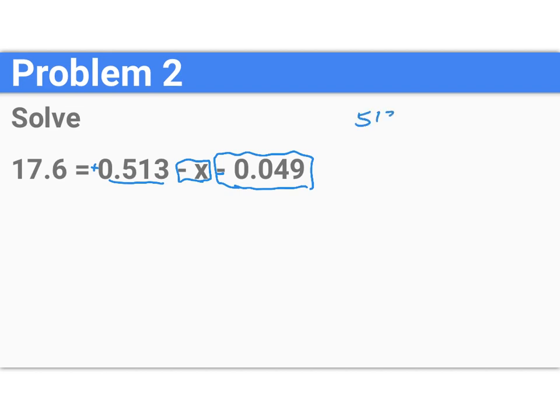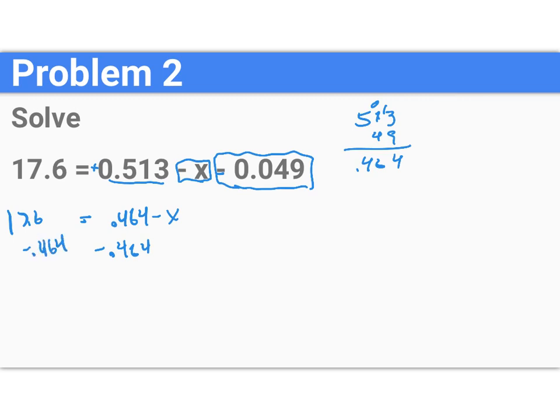So 5.13 minus 0.049 gives us 13 minus 9 is 4. 15 minus 4 is 46. 0.464. So you got 0.464 minus x equals 17.6. So what I'm going to do is subtract 0.464 from both sides.